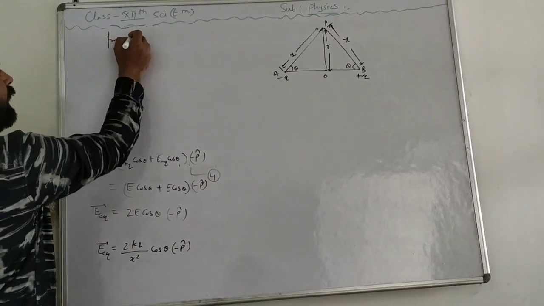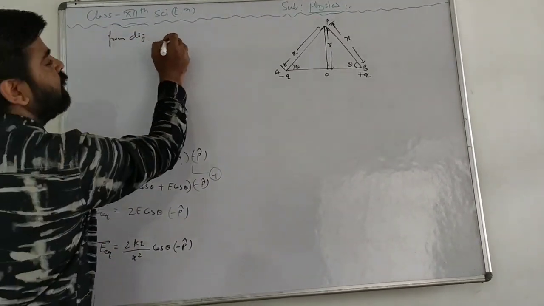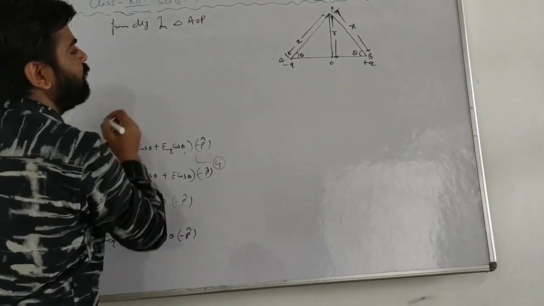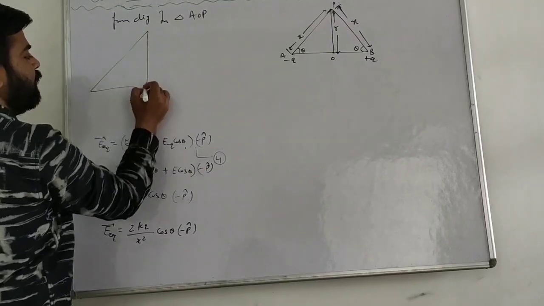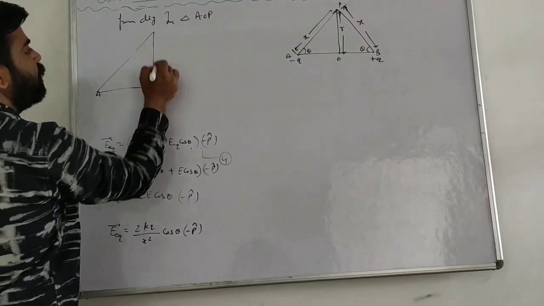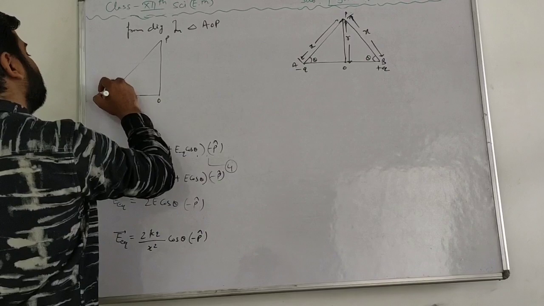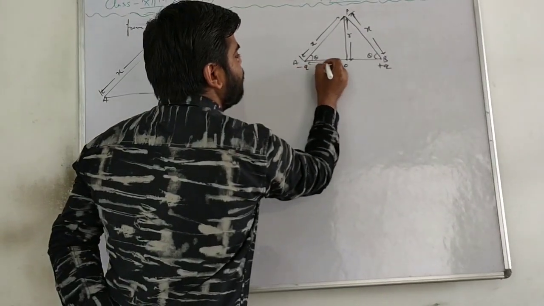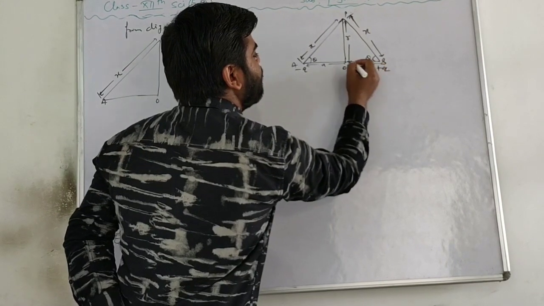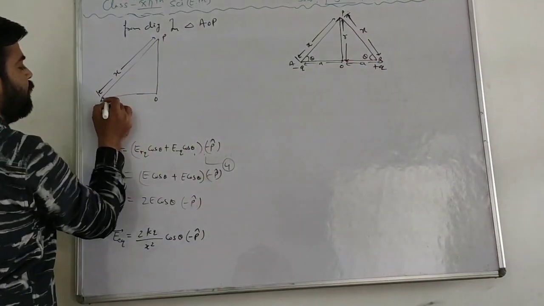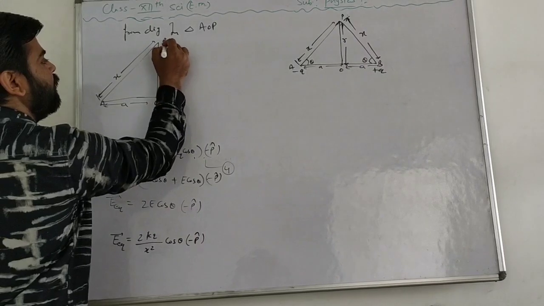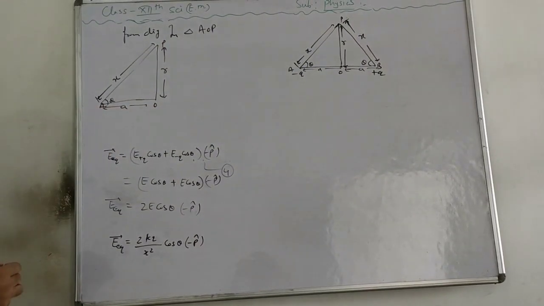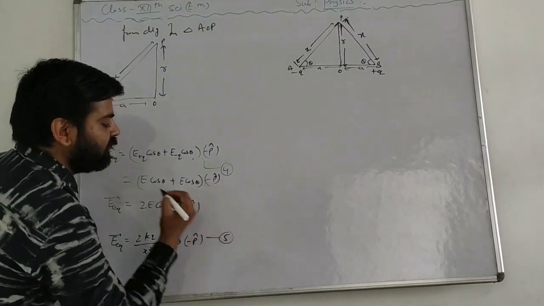So from the diagram, in triangle AOP, this side is small x, and this 2a is divided equally, a and a. This side is small a, and this is small r, and the angle is theta. And this equation is equation 5th.